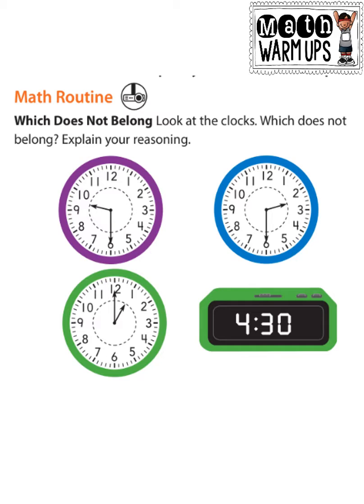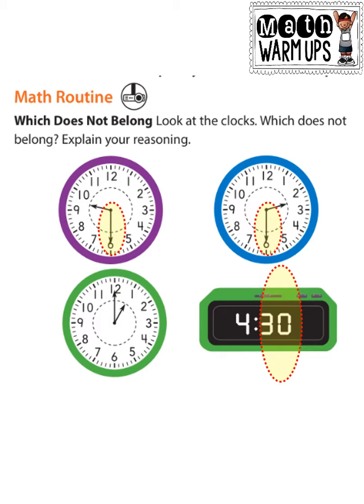Well, let's take a look. I see on the purple clock that the minute hand is pointing to the 6. Okay. Do you see that? On the blue clock, I also see the minute hand pointing to the 6. And on this digital clock, it's also pointing to 30 minutes.